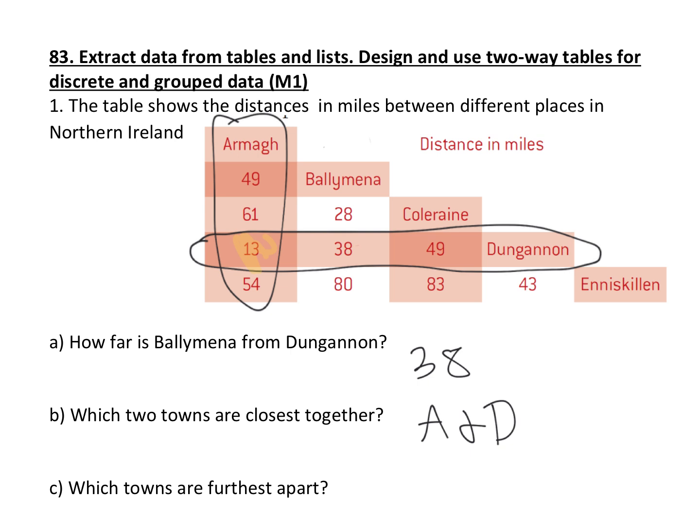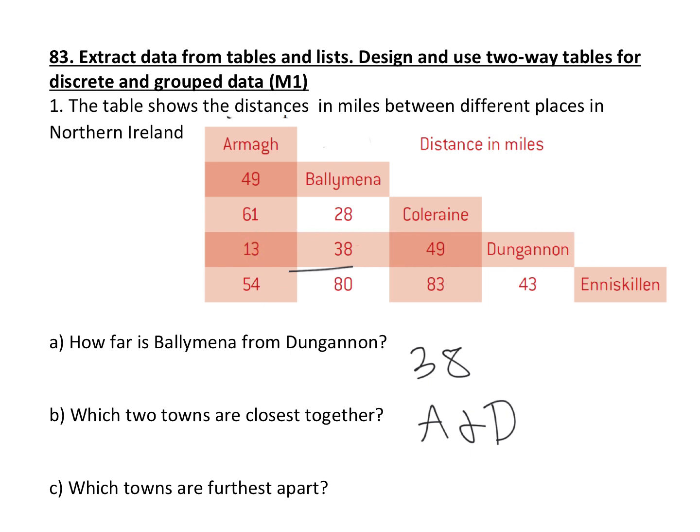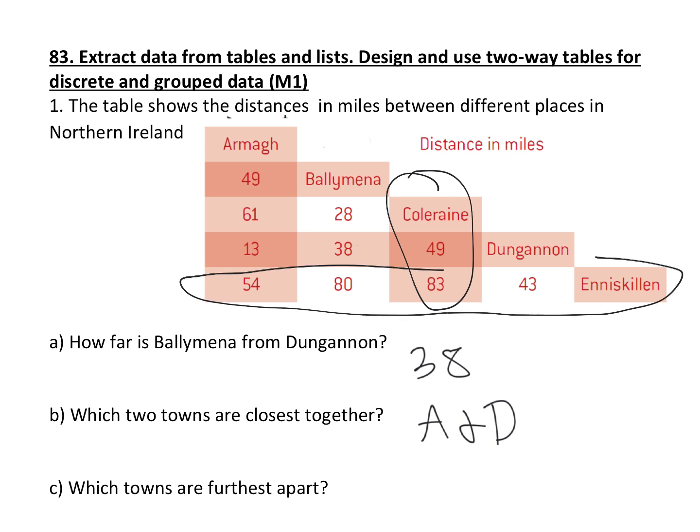Which towns are furthest apart? Have a look at the table while I rub this out. You're looking for the largest number there, which I can see is 80. So that's in this column. No, it's not 80. It's 83. So it's this column, and it's in this row. So again, look at what overlaps. That's 83 here. That's in the Coleraine column and the Enniskillen row. So it's Coleraine and Enniskillen.